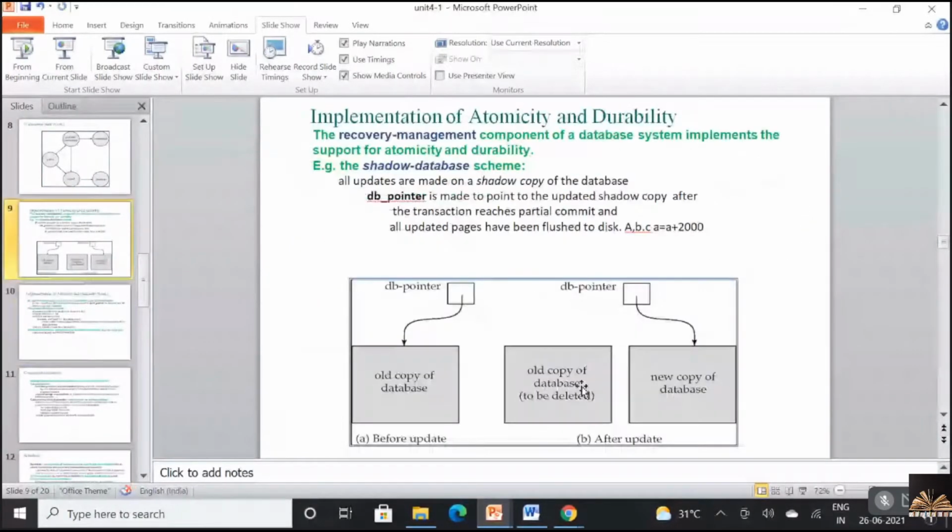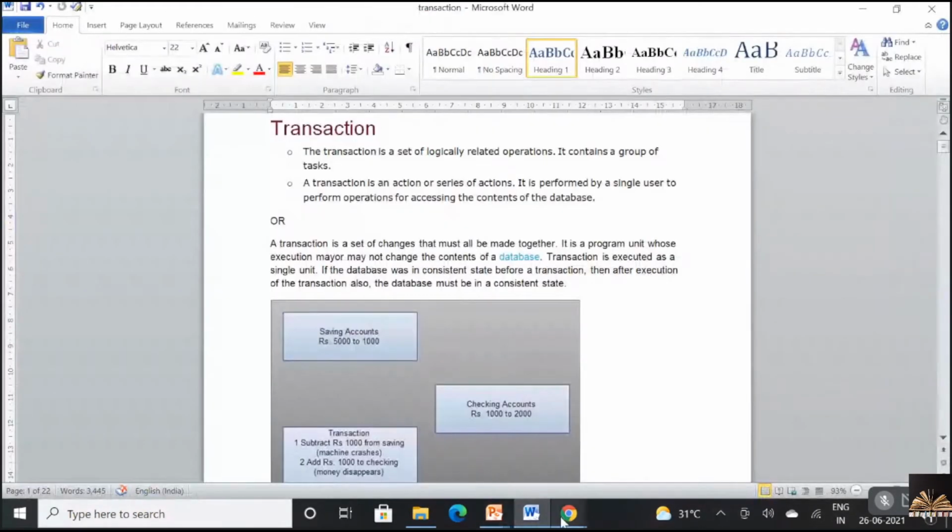So once you feel the transaction has executed all the steps, you have to make the DB pointer point to the new copy of the database. Once all the statements have been executed, this would be converted into a new copy of the database, and the DB pointer, which was pointing to the old copy of the database, would now be pointing to the new copy of the database.